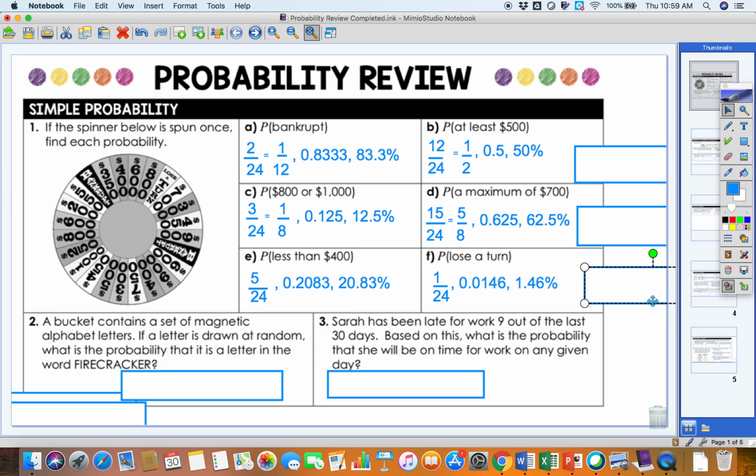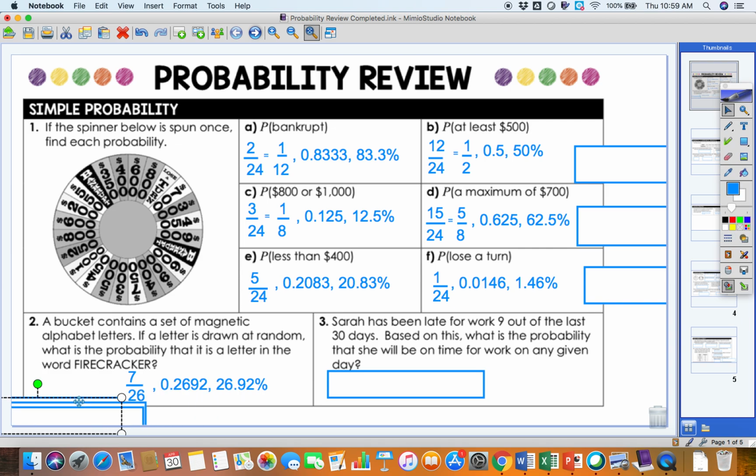On number 2, we are switching to a different situation, and it's a bucket contains a set of magnetic alphabet letters. If a letter is drawn at random, what is the probability that it is a letter in the word firecracker? So if you count the different letters in the word firecracker without repeating them, there are 7 different letters. There are 26 letters in the alphabet, so 7 out of 26. And then if you turn that into a decimal, that's 0.2692 or 26.92%.